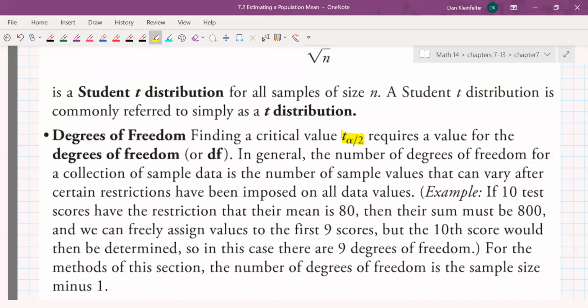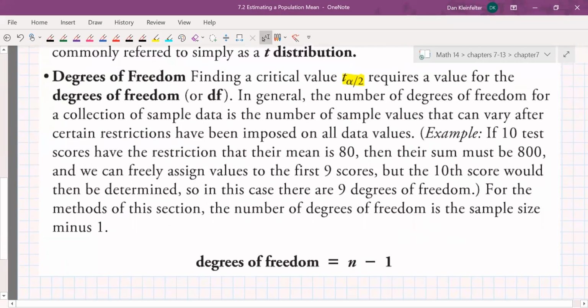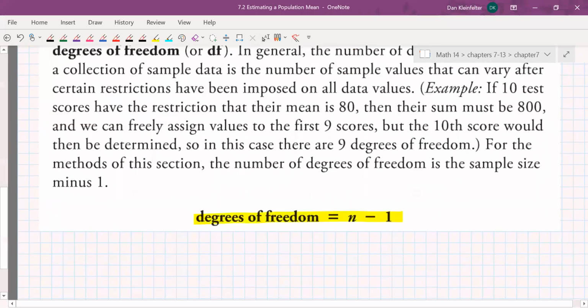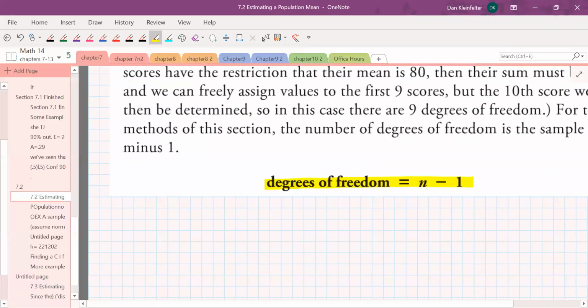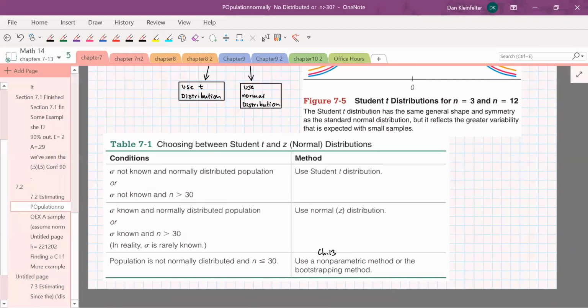I'll leave you to read the paragraph there. But the degrees of freedom is always one less than the sample size. This also has to do with why the formula for standard deviation in chapter 3 had an n-1 in it. It was related to this idea of degrees of freedom. So remember that degrees of freedom, when you look in the table, is always n-1, where n is the sample size. So we want to get some practice at looking at the table.